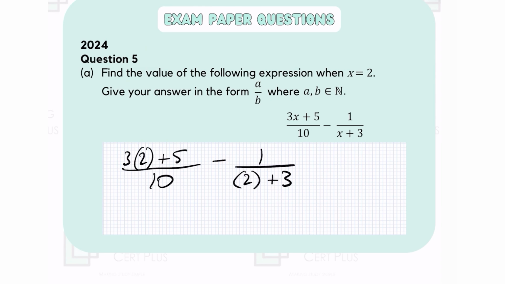So for the final answer, if you type it all into the calculator at one time, pause it, come back to me in a moment and we'll see what the final answer was. So what you would have got would have been 9 over 10, and that was our final answer.